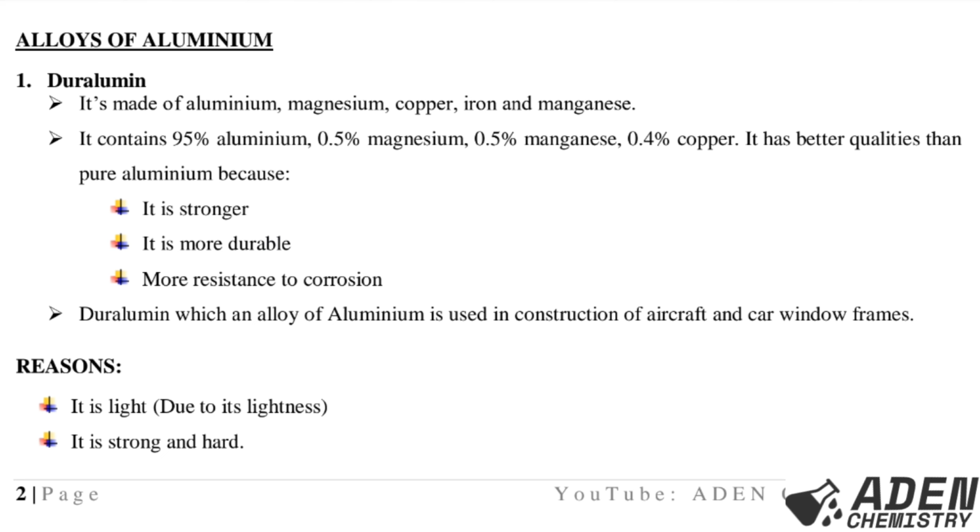So what is the use of this alloy of aluminum? Duralumin is used in the construction of aircraft and car window frames. The reason why it's used in the construction of aircraft and window frames is, 1, it is light, or we can say due to its lightness, or due to its low density. Then number 2, it is strong and hard. So for this reason, duralumin can be used in the construction of aircraft and also car windows.